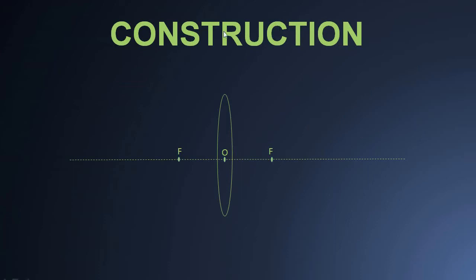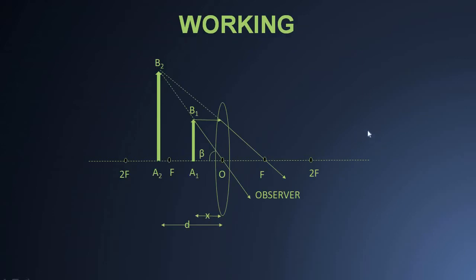It consists of nothing but a small focal length convex lens having optical center O and two focal points on either side, and this dotted line represents principal axis of this lens. Now let us see how it works to produce a large image of a small object.